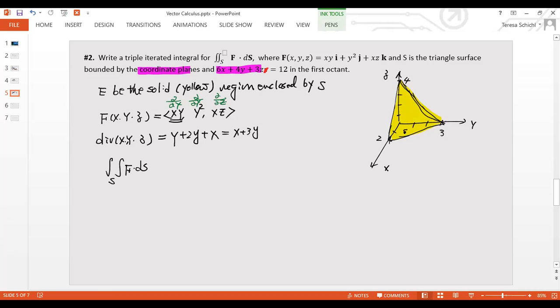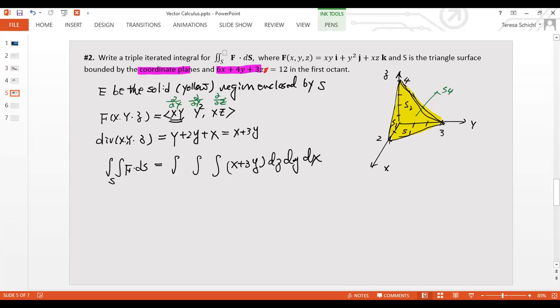You have S1, it's on the XY plane, and you have S2, S3, and S4. S4 is here, right? So you have 4 different surfaces, and each one you need to parameterize. Sometimes that's not easy, right? Okay, so now we say, hey, the divergence theorem tells us I'm integrating x plus 3y, and I'm going to do dz, dy, dx, right?